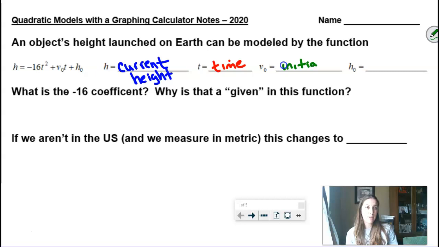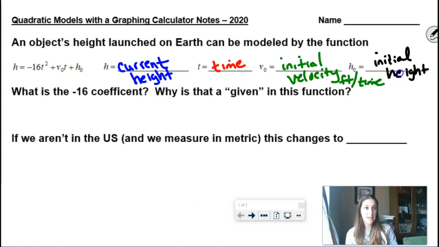But as far as labeling goes, velocity is kind of like speed. So because we'll talk in a minute about why, but this is going to be feet per time. And then h sub naught is the initial height. So for a lot of these problems today, they're going to have an initial height that they start at. So whether it's being kicked or thrown or launched or dropped, there's an initial starting height.